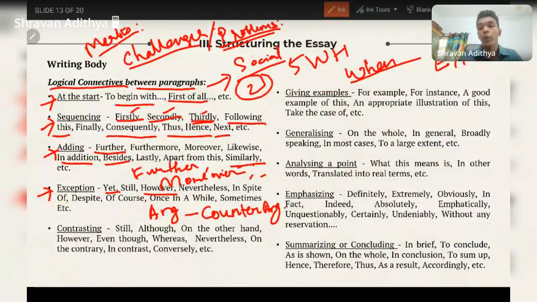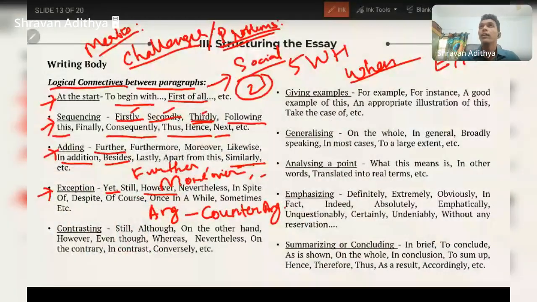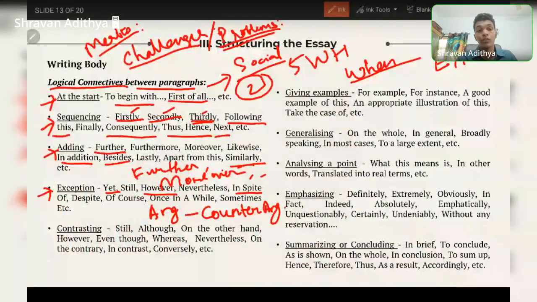So since you cannot do that, you use words like however, nevertheless, or in spite of. You can write, in spite of e-learning having this much potential, the problems with e-learning include, and then you write about the different problems. So for exception, you can use these kind of words.